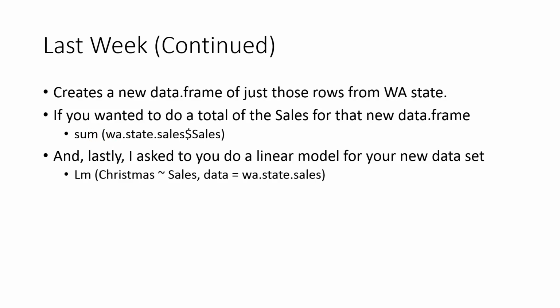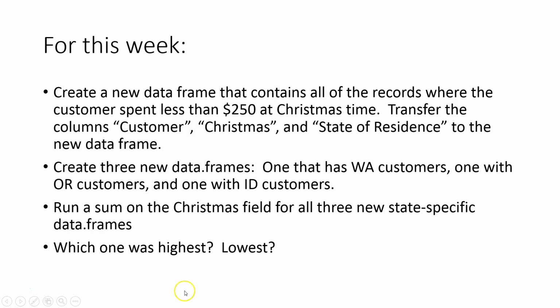And the other thing I asked you to do is a linear model for your new data set. Well, you could have done it this way. This should actually be a small m. PowerPoint always converts everything to capitals, so it should be a small m. So this is lm, and it's Christmas versus sales, where our data set now is equal to Washington State Sales, because we just isolated that out. Let's go ahead and take a look at how that works in R.